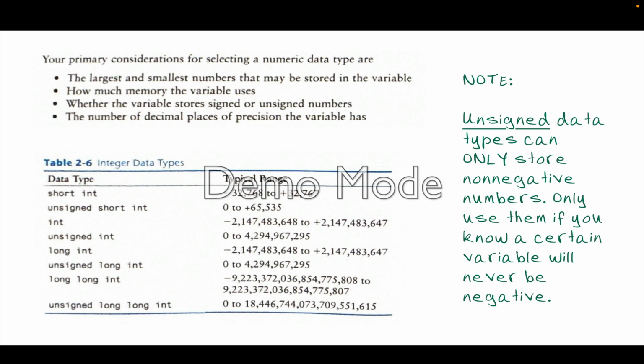On the screen is a chart of integer data types that is from our book. You'll notice that we have short ints. Those are the ones you'll be using most often, but they only cover a small range of numbers. We also have unsigned short ints, which covers slightly higher range of numbers, but it doesn't go negative. We have int and unsigned int, long and unsigned long ints. They cover the same ranges. And then we have the long int and the unsigned long, which covers some really big numbers. Unsigned data types can only store non-negative numbers, so only use them if you know for certain a variable will never be negative.